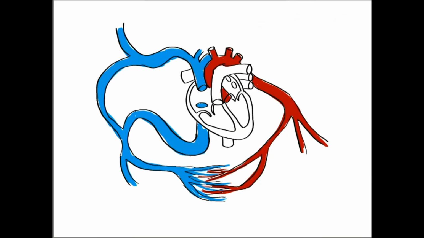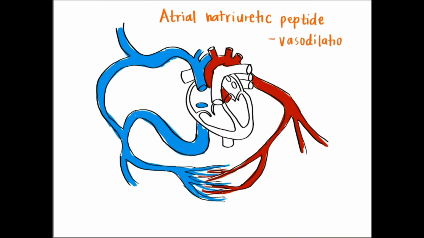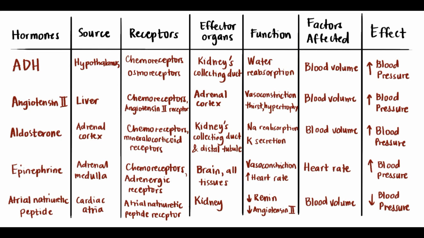When high blood pressure is detected by receptors in the heart, it stimulates atrial myocytes to produce atrial natriuretic peptide. This causes vasodilation, which decreases the blood pressure, as well as decreases the enzyme renin so that angiotensinogen can no longer form into angiotensin II. This is to decrease the blood pressure.